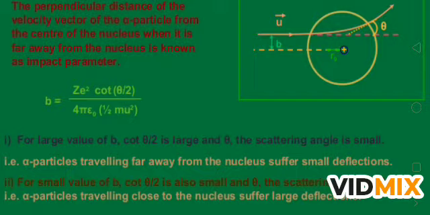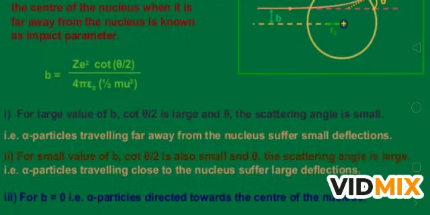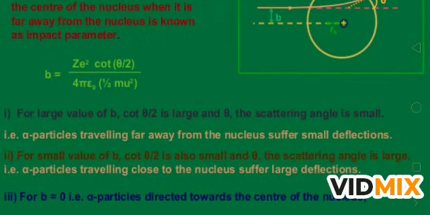So for a large value of b, cot theta by 2 is large, and theta, the scattering angle, is small. That is, an alpha particle traveling far away from the nucleus suffers a small deflection. And for a small value of b, cot theta by 2 is also small, and theta, the scattering angle, is large. That is, an alpha particle traveling close to the nucleus suffers a large deflection.